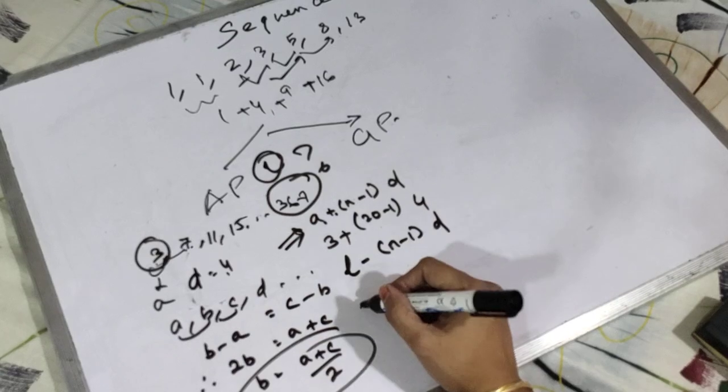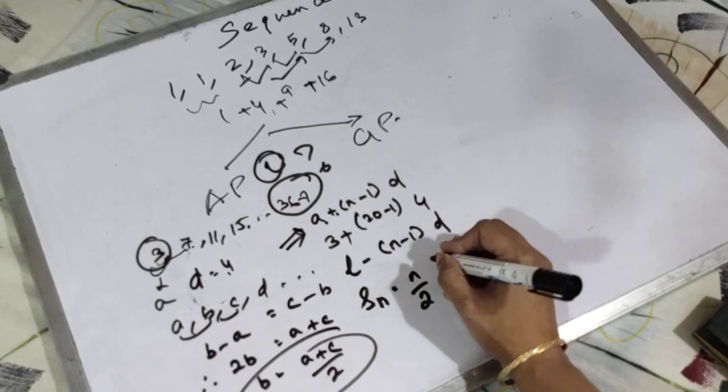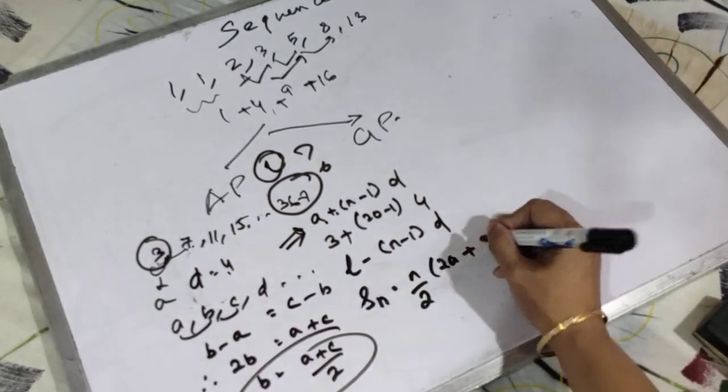Then Sn is the sum of all the numbers in an AP series. So now I'm saying series, right, because I'm adding them.